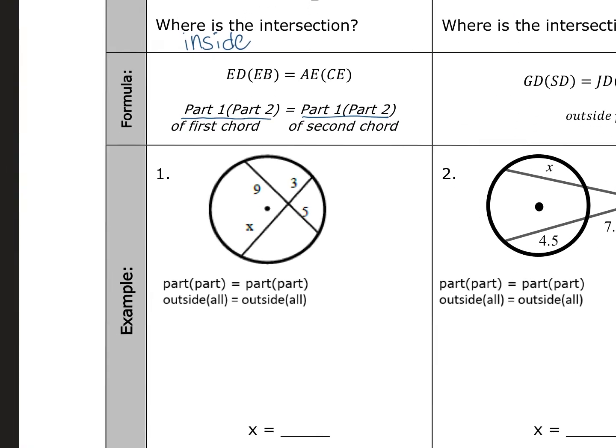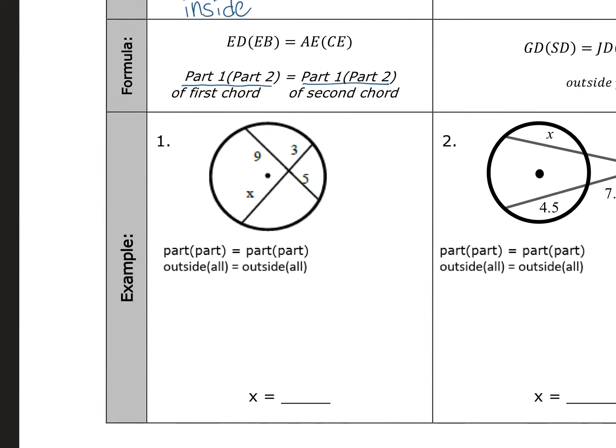So let's try number one down here as an example. We have to pick our formula first. We just said that if the intersection's on the inside, we are going to be doing part times part equals part times part. You can start with whatever part you want to. It does not matter. I'm going to start with this 9 right here. So the first part is 9 times our next part of that same exact line, because remember you got to keep the parts of the same line together, would be 5. So we have 9 times 5 equals, and then we can do the other line.